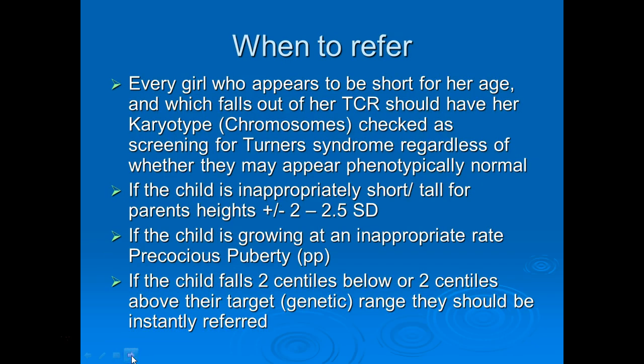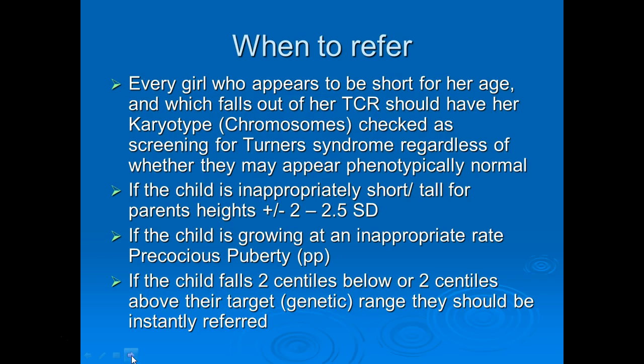So when should we be referring? Every girl who appears to be short for her age and which falls out of her target centile range should have her karyotype, otherwise chromosomes, checked as screening for Turner syndrome, regardless of whether they may appear phenotypically normal.